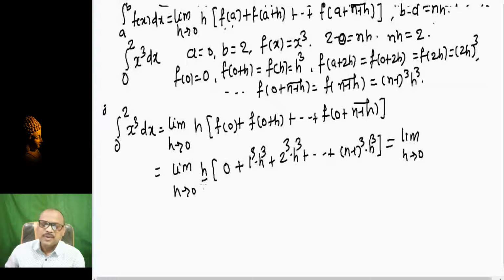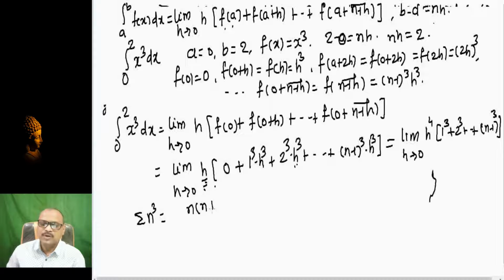Previously we already had one h here, and therefore with this h cube we will get h raised to 4, and then 1 cube plus 2 cube plus ... plus n minus 1 cube. But friends, we have a formula: summation of n cube equals n into n plus 1 divided by 2, whole square. This is the summation of n cube. Hence we can apply this.